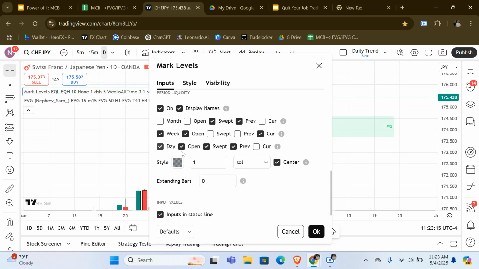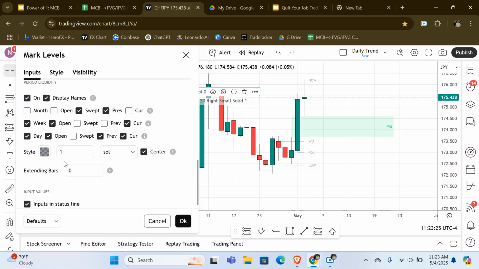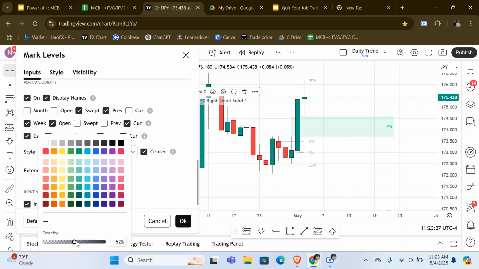But you will need the day checked. You can leave the daily open checked. And you definitely need to have the previous checked and the current high or low checked as well. And I'll have to make this a little darker, so we'll make the opacity 50%. I'm sorry, 100% to make the wordage darker.